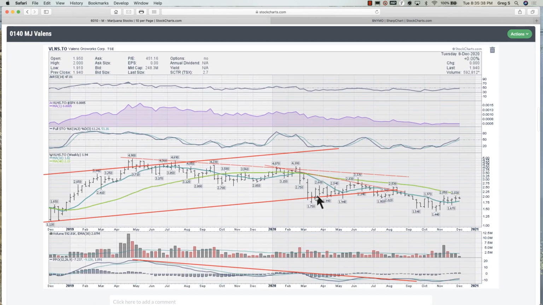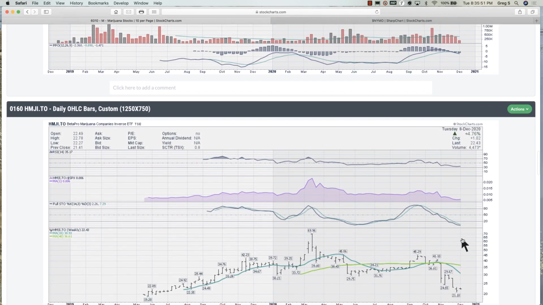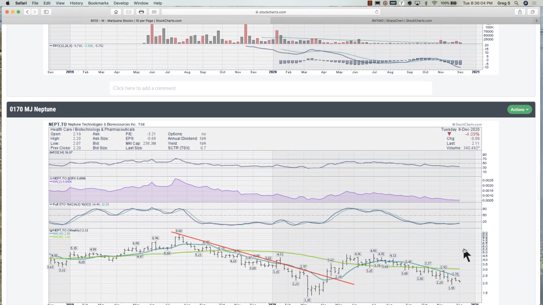Valens, they have some technology within the marijuana space, still not really breaking out of anything here, kind of a general downtrend. Here's Cardio Therapeutics, still breaking down, nothing really here. And this is the ETF for the inverse. So when marijuana stocks were falling, this chart would be going up. And now, obviously, as some of the marijuana names have improved, this chart's falling.